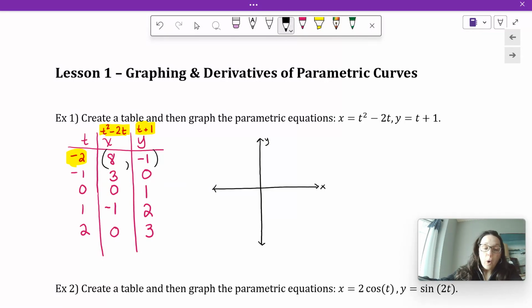All right, so I have to plot the point 8, negative 1. So 8, negative 1 is my first point. 3, 0 is my next point, so 3, 0 would be like there. 0, 1 is my third point. Negative 1, 2 is my next point. And back to 0 and up to 3 is my last point. And notice, this graph is now not going to be a function because it will not pass the vertical line test. And so if I connect the dots, I think it's going to look something like that.